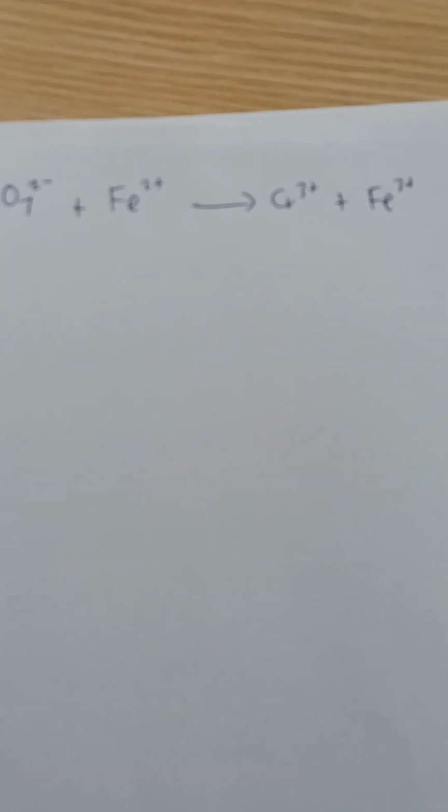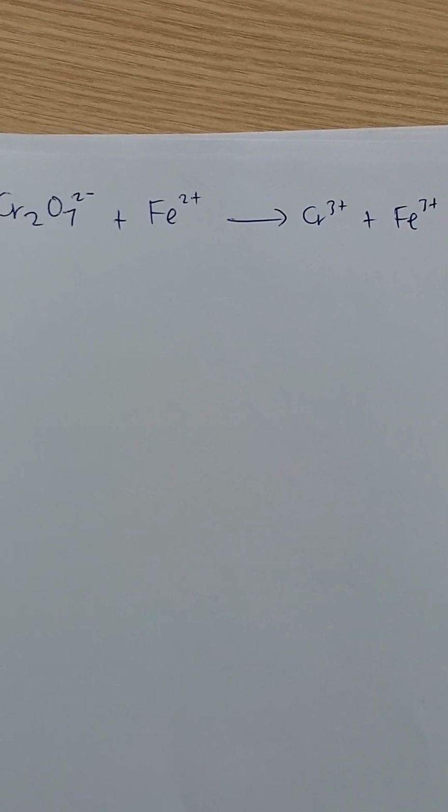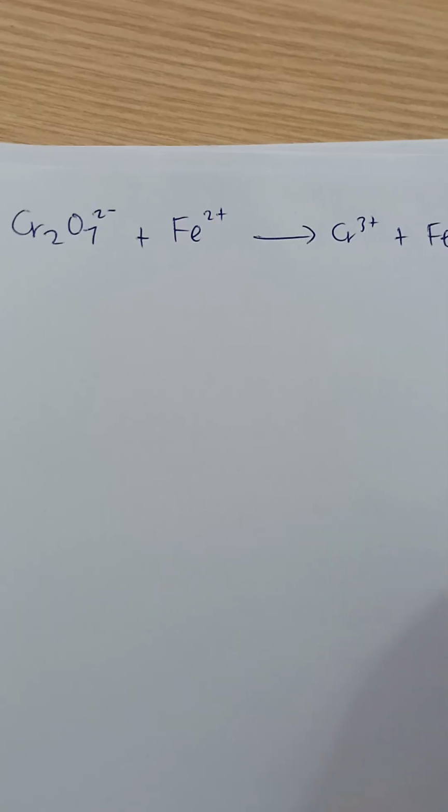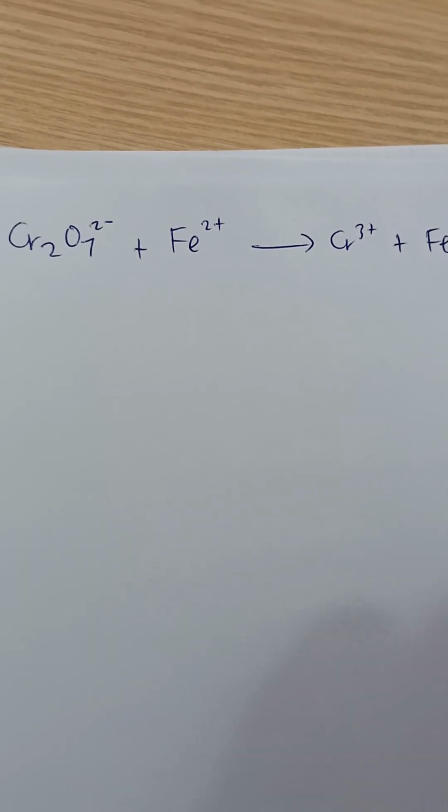We have Cr2O7 2- plus Fe2+ going to Cr3+ plus Fe3+. This is our equation we want to balance. So first of all, we have to identify which species is undergoing oxidation and which species is undergoing reduction. In other words, your oxidizing agents and reducing agents.